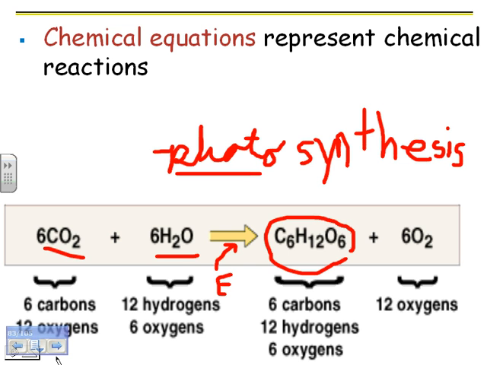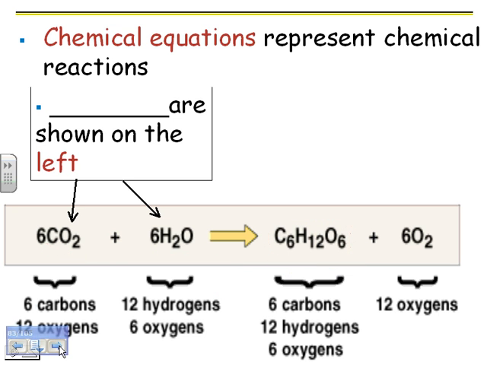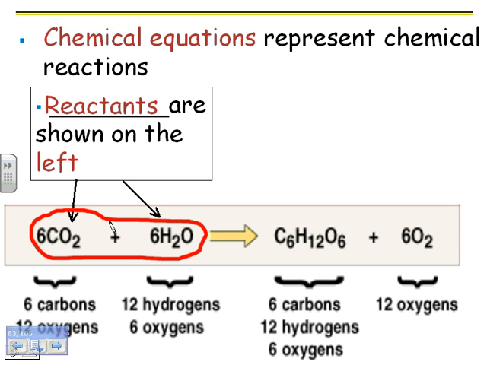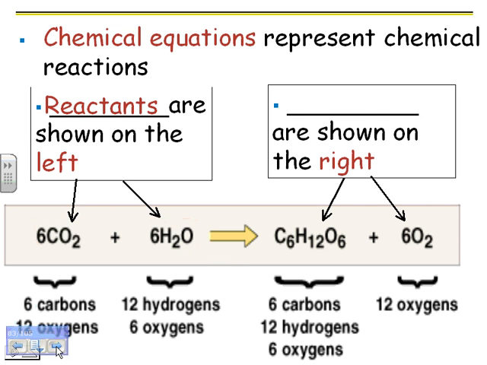So the thing that you need to know for this is that the stuff that starts the reaction are called the reactants. So these two things are called the reactants because it's what you start with. Anything after the arrow is called the products.